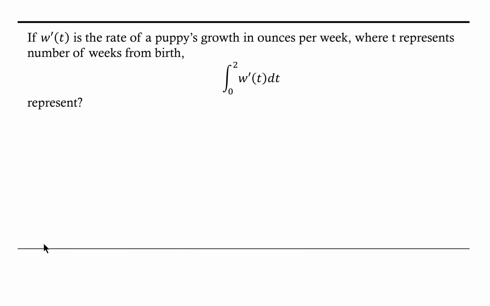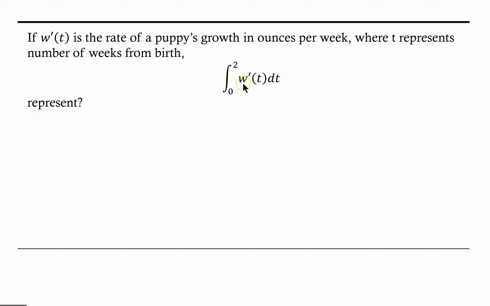So with that introduction, let's see if we can interpret a definite integral via the net change theorem. If w prime of t is the rate of a puppy's growth in ounces per week, where t represents the number of weeks from birth, what does the integral from 0 to 2 of w prime of t dt represent?